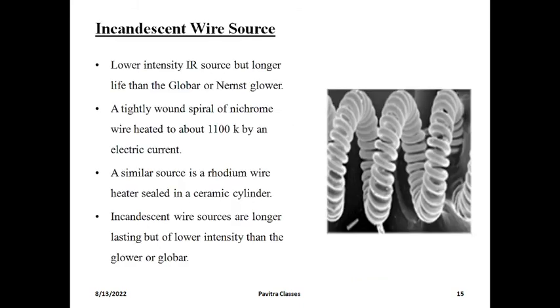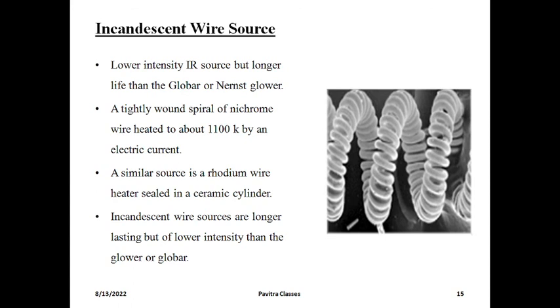Next is the incandescent wire source. This is also one of the sources of IR. It is a lower intensity IR source, but has a longer life than the globar and the Nernst glower, because in the first, the temperature will destroy the rod. In the second, arcing will occur, so water cooling is necessary.